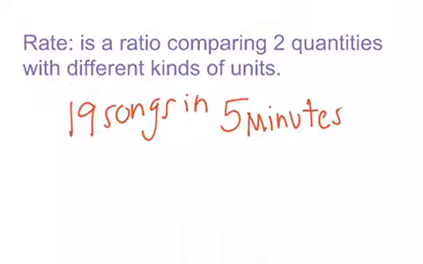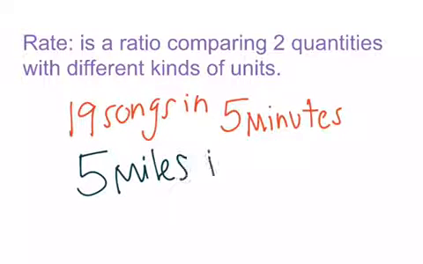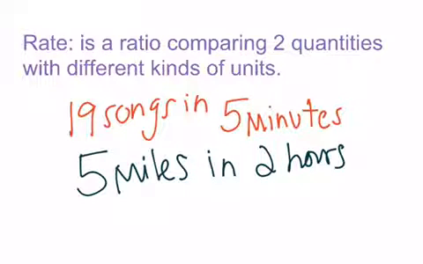Okay. All right, a rate is a ratio comparing two quantities with different kinds of units. So it would be like, I listen to 19 songs in 5 minutes, or I run 5 miles in 2 hours. So that would be like 5 over 2, 5 miles over 2 hours. Okay, that's what a rate is.